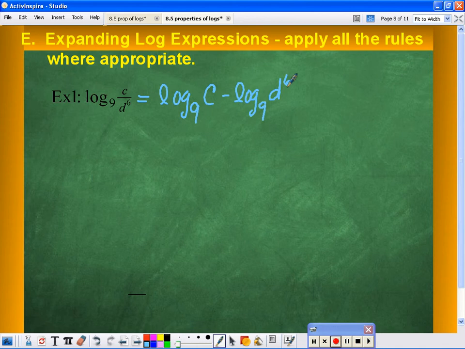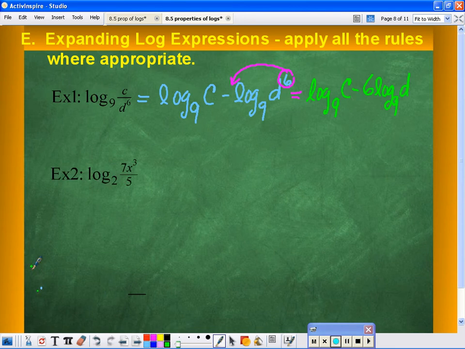So now we have to address that power rule, and we simply have to take that 6 and move it to the front. And so we are going to get log base 9 of c minus 6 times log base 9 of d. And that's our answer. Let's try another one and see what we've got for example 2 here.